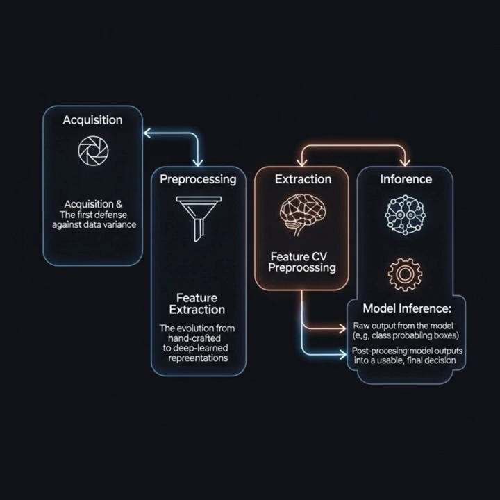Next, feature extraction. We've moved from handcrafted features like SIFT and HOG, which were brilliant but brittle, to learned representations via deep learning. A ResNet, for example, isn't just a model, it's a powerful automated feature extractor. Finally, the inference and post-processing stage. Here, the model makes its prediction, but our job isn't done. We might apply non-maximum suppression in object detection to clean up bounding boxes, or translate a segmentation mask into actionable data for a robotic arm. Each stage is a point of potential failure and a lever for optimization.